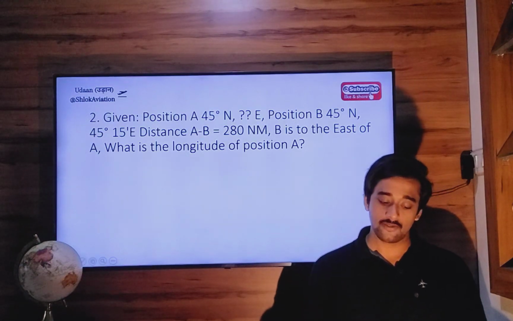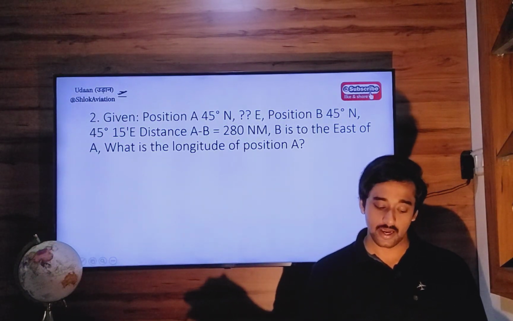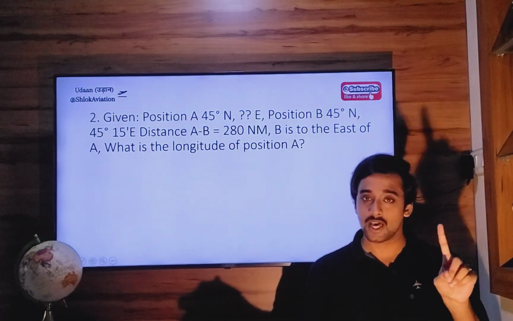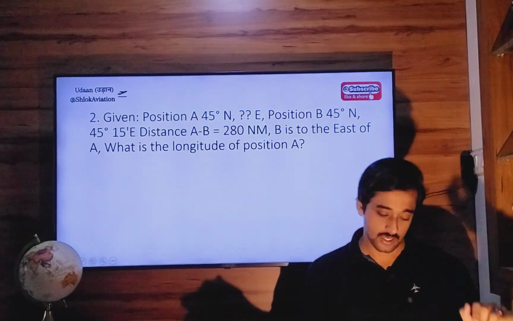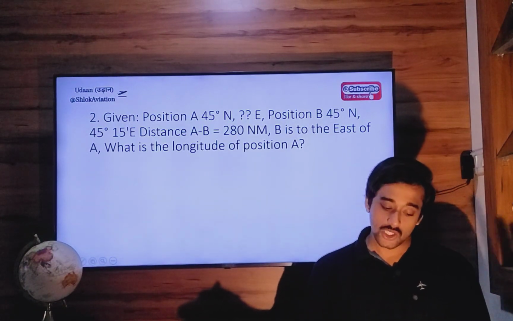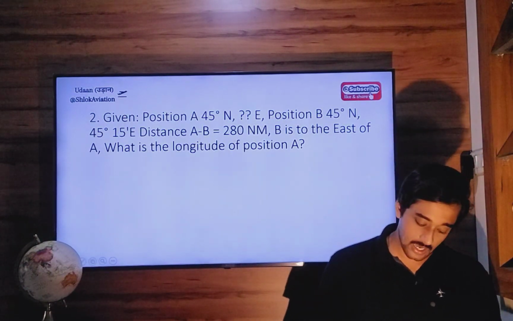Position Alpha 45 north and some longitude. Position Bravo 45 north and 45 degree 15 minutes east longitude. Meaning both positions are located on the same latitude. Distance between them 280 miles. Bravo is to the east of A. What is the longitude of position A?